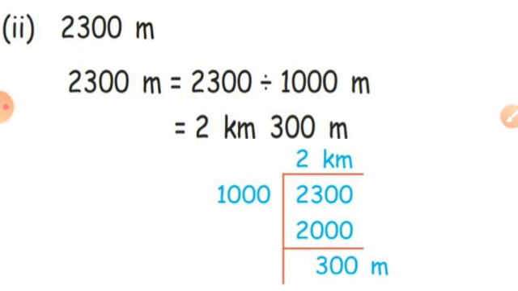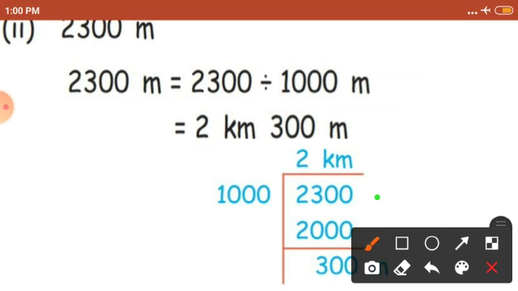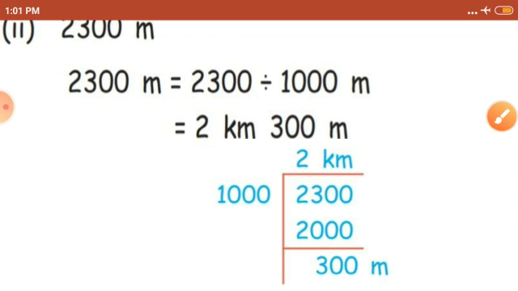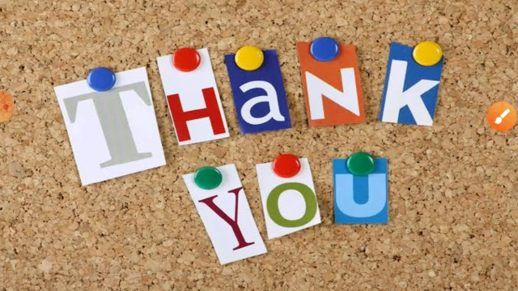Let's divide this. Write 2300 as a dividend and 1000 is the divisor. How many digits the divisor has? It has 4 digits. So take the 4 digits of the dividend. How many thousands are in 2300? 2. So 1000 2s are what? 2000. Subtract this, you will get the remainder as 300. That is actually in meters. So the answer is what? 2 kilometer 300 meter. Thank you.